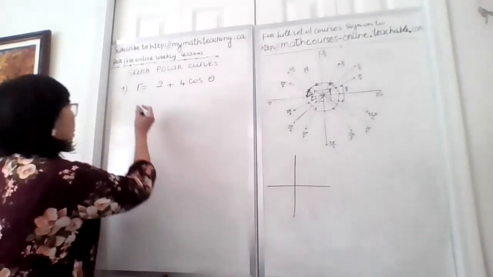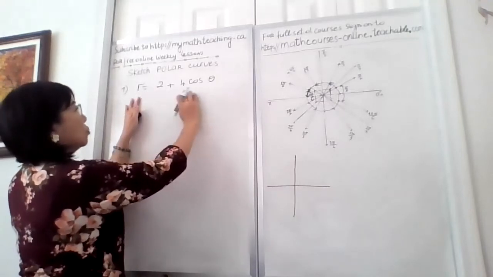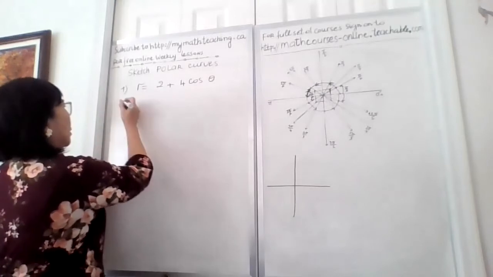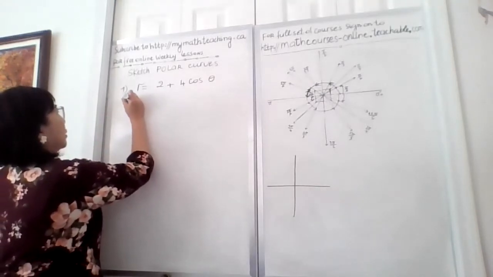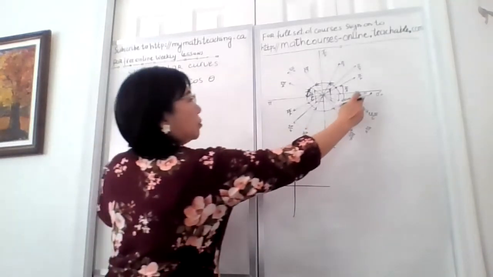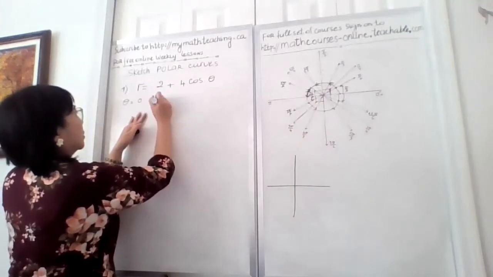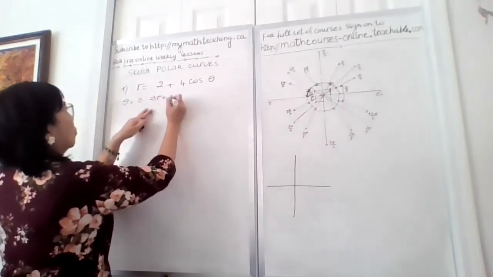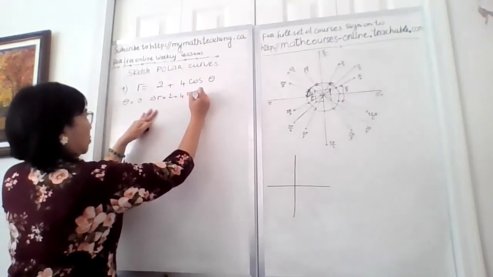Okay, so let's follow this. We're going to draw this curve r equals 2 plus 4 cos theta. So let's say we have an angle theta equal to 0, we always start from 0, right? Then we calculate r based on this. So r will be equal to 2 plus 4 times cos of 0.